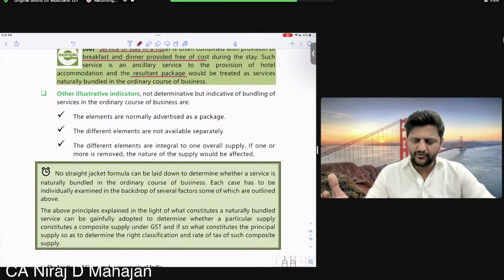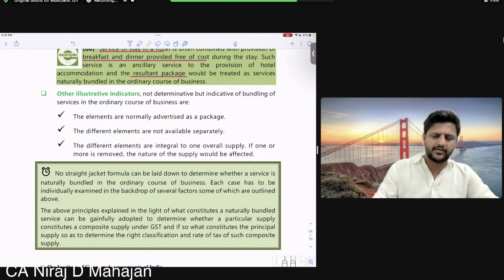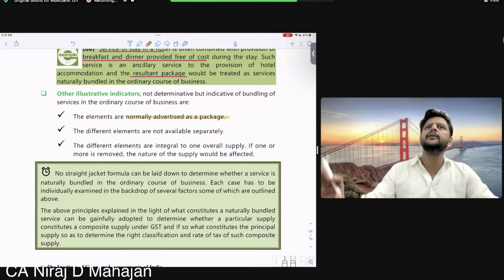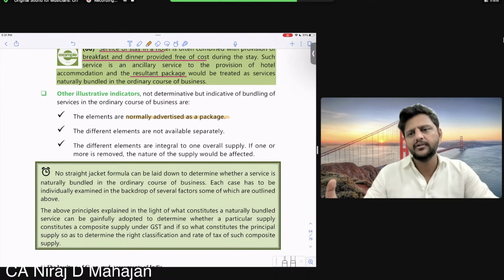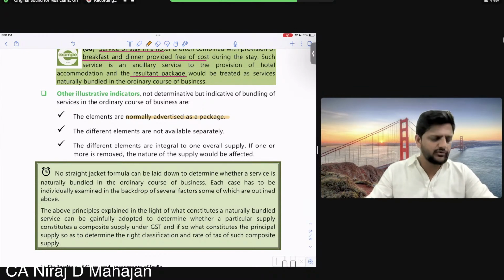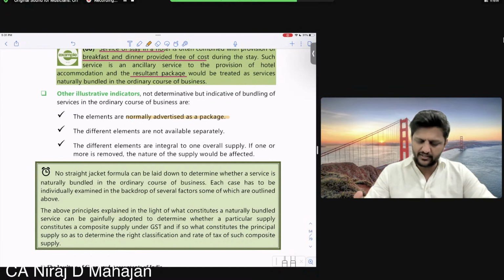Other indicators: they are normally advertised as a package and not as different supplies. Their different elements are not generally available separately. That means you can't go to an airline just to eat food. They're like, first travel, then we will give you food. Common sense, right?